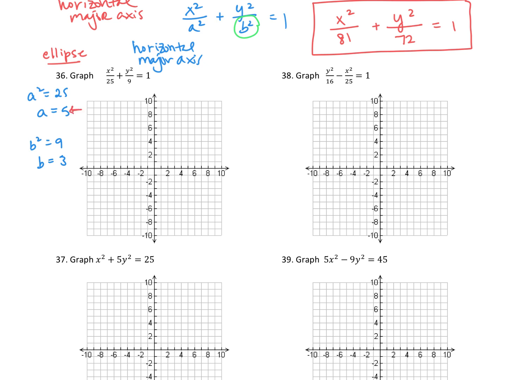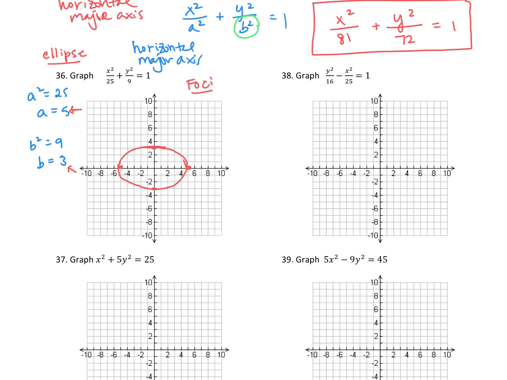So from the origin, we're going to go to the right 5 units, to the left 5 units. Those are our vertices. Our co-vertices are our b value. Those will go on the minor axis. So I'm going to go up 3, down 3. That's going to give us the shape of our ellipse, so we can draw in our ellipse, but we don't want to forget that there's another piece of information that ellipses have, and that is the foci.